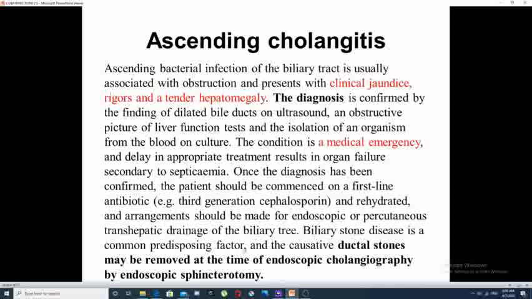Biliary stone disease is a common predisposing factor. So the causative ductal stone may be removed at time of endoscopic cholangiography, or we may do endoscopic sphincterotomy, and this with the time and medical treatment may assist in pushing the obstructing biliary stone outward.